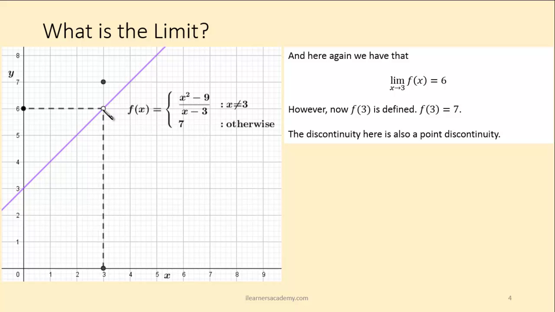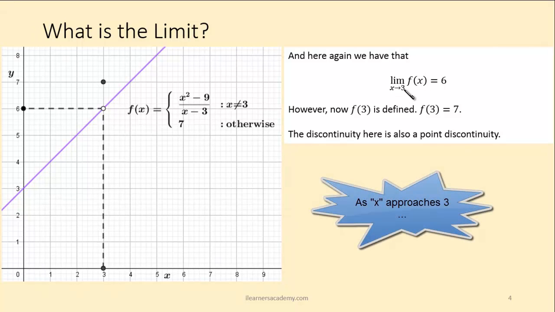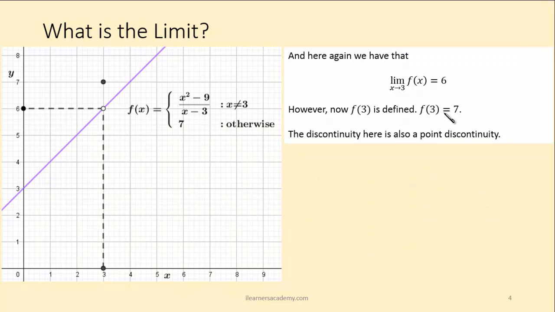approaching from the left, f of x gets closer and closer to 6. As we come from this side, as the x-coordinate gets closer and closer to 3, f of x is getting closer and closer to 6. So the limit does exist, and as x approaches 3, that limit is equal to 6. However, the function in this case is defined as 7.